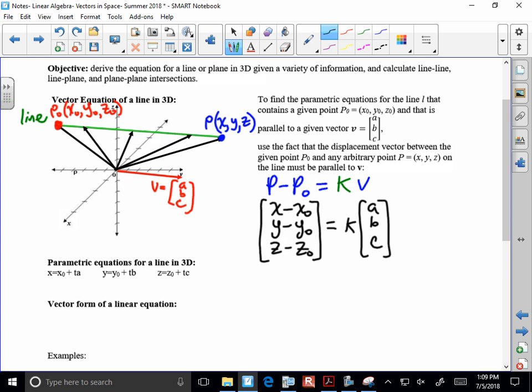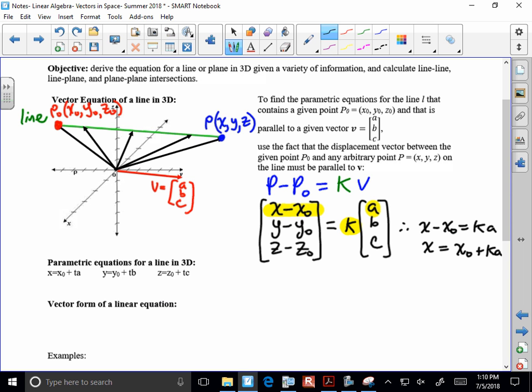All right. So one thing we can do is kind of itemize it. Say something like, for example, x minus x sub O equals Ka, in which case x would be equal to x sub O plus Ka.